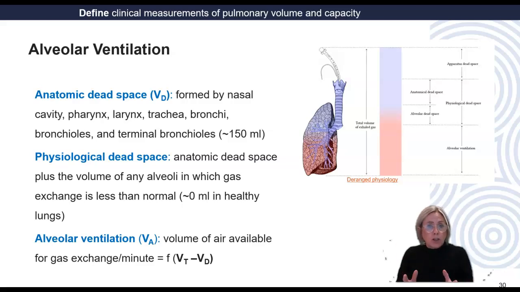So the physiological dead space should be 0 in healthy lungs, right? So what we do is for alveolar ventilation, we take the tidal volume, subtract the anatomical dead space from it, and times it by the breathing rate.